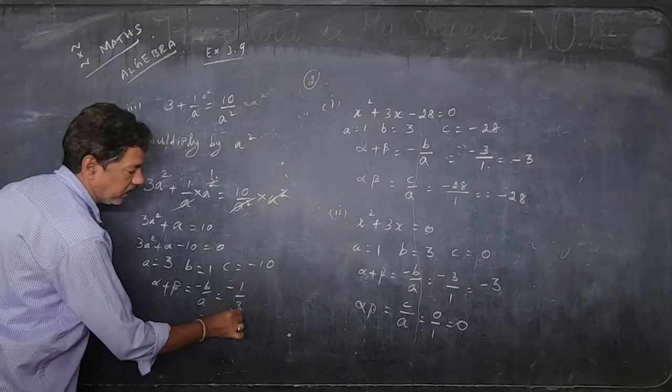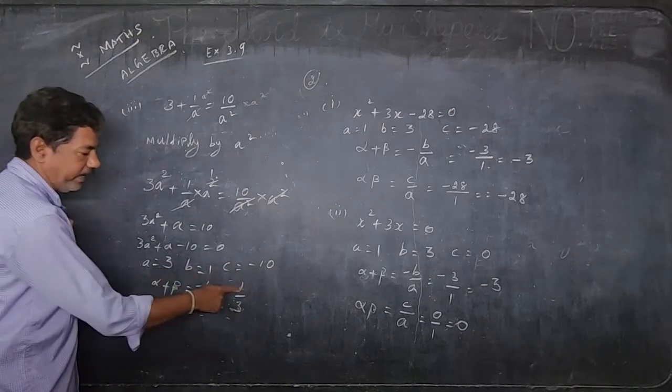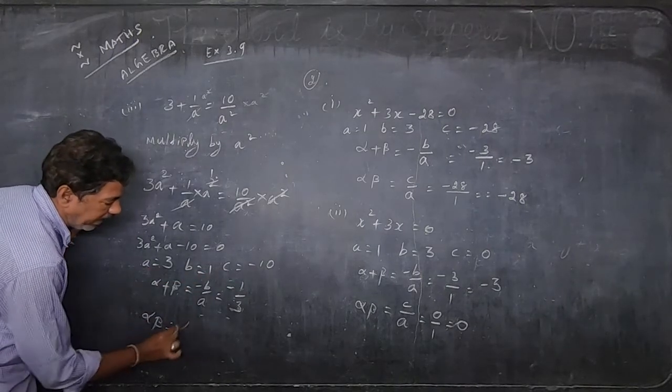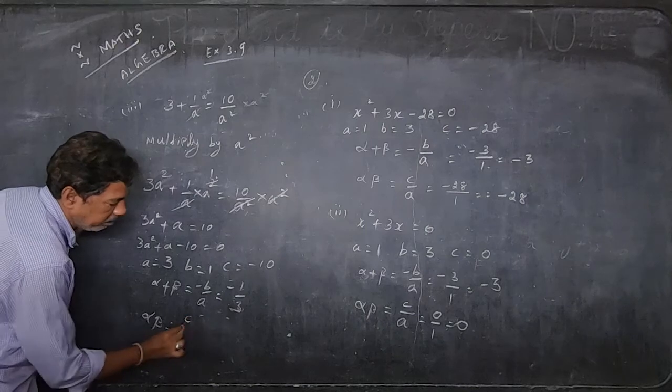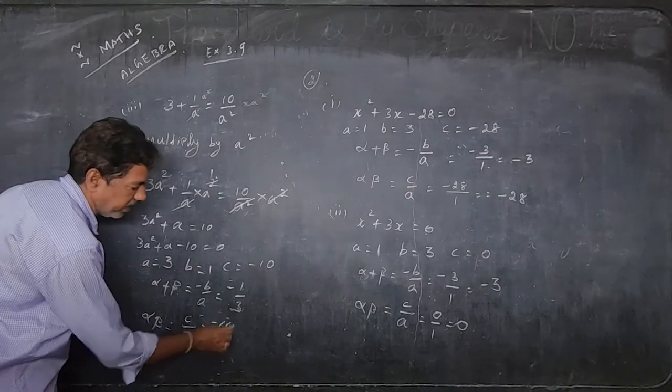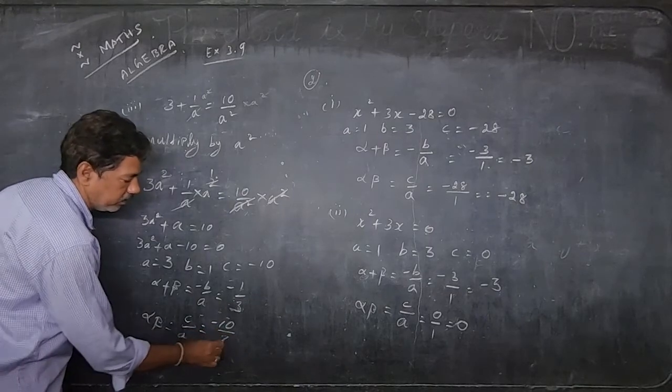minus 1 by 3. b's value is 1, a's value is 3. Product of roots alpha beta, isn't it, c by a. c is what, minus 10, a is what, 3.